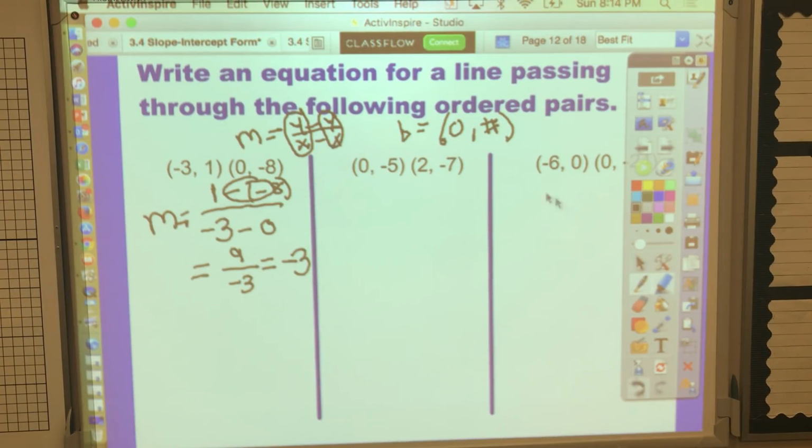Now from those ordered pairs, what I'm looking for is that x coordinate of 0. So right here is my x coordinate of 0, which tells me my y-intercept is negative 8. So my b term is negative 8. So I have my m, I have b, I'm ready to write my equation. Y equals, y stays y, m, which is negative 3, x stays x, plus b, but our b is negative, so it's a minus 8.